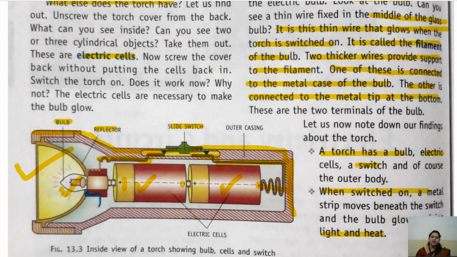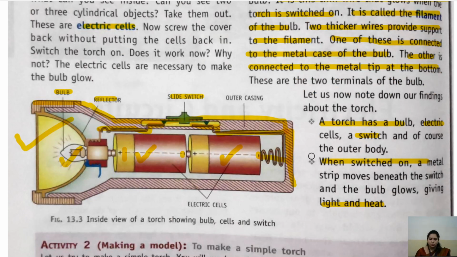Everything we have talked about in the previous class, and I have demonstrated what the components of the torch are in the previous class also. So I am not going to demonstrate it again. You have a torch at your home. You can uncover it from the bottom and from the front and you can see all the components present in the torch. So we have the bulb, the filament, a reflector, the electric cell, the switch, and the metallic plate. All these are the components of an electric torch.